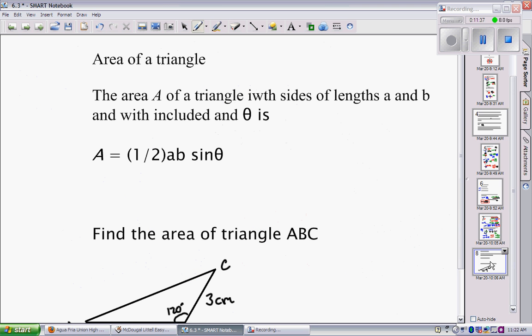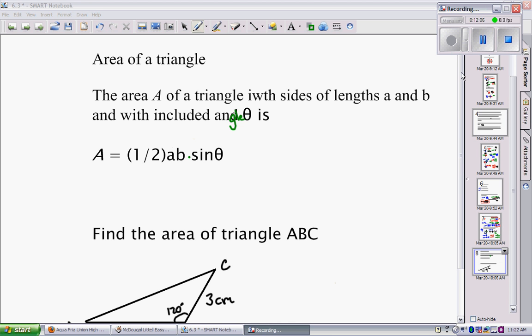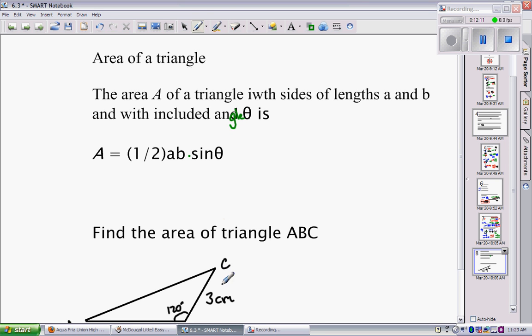When you have an area of a triangle, when using our trigonometric functions, we have area A, side lengths a and b, with included angle theta, you have the formula A equals 1/2 ab times sine of theta. So you can use this formula even if you don't have a right triangle, or you don't have a perpendicular bisector to give you a height to a base.